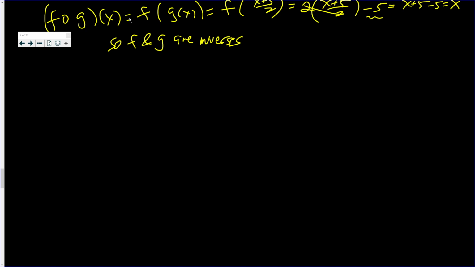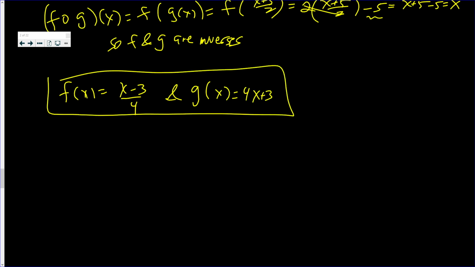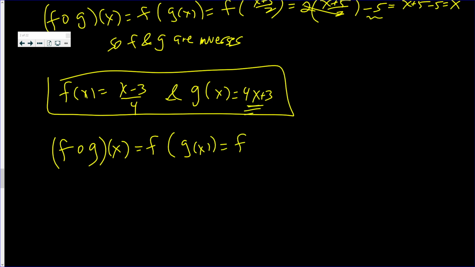Suppose I were to tell you to verify the following. f of x is x minus 3 over 4, and g of x is 4x plus 3. Show that, or verify that these two are inverses of one another. So first we'll look at the f of g function. By definition, this is f of g of x, and I know what g of x is. So it's f of whatever g of x is.